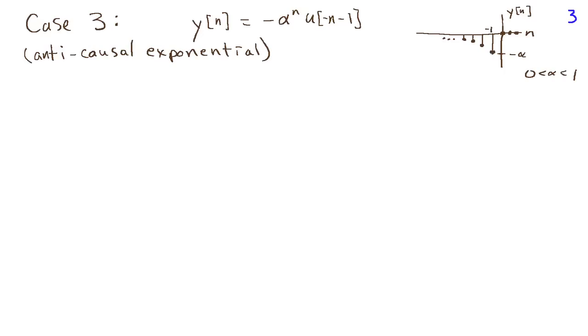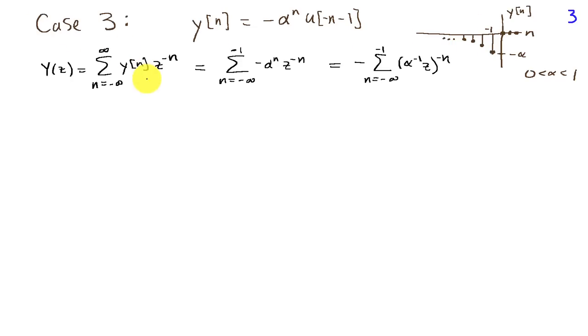So for a third case, we're going to consider an anti-causal exponential signal. In this case, the signal starts at minus 1 and goes to negative time. So values at n equals 0 and positive n are 0. We can write that as minus alpha raised to the n, u of minus n minus 1. This minus n minus 1 is just what allows us to define the signal to be going from minus 1 onward. We'll substitute y of n into the definition of the z transform to find y of z.